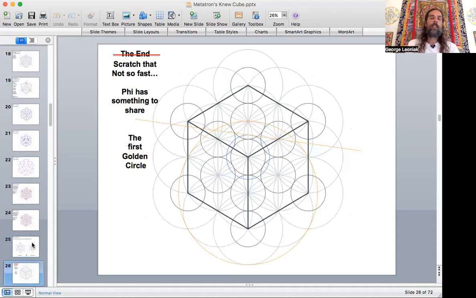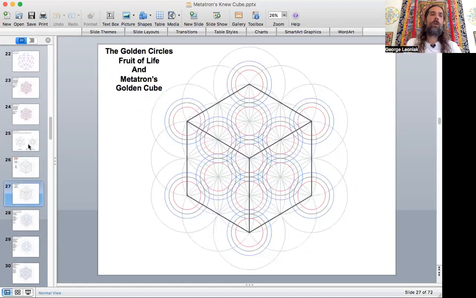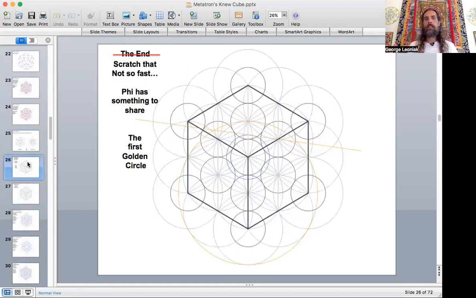So the drawing itself is, let's go way back here to the Metatron's cube drawing. It is these 39 lines, but they're not doing much more than just drawing two tetrahedrons and the octahedron at different scales. So we need to get a little out of the box and really out of the line and more into the circles, okay? And this is where we're going next. And this is the technique, so it's not the end, scratch that, not so fast.